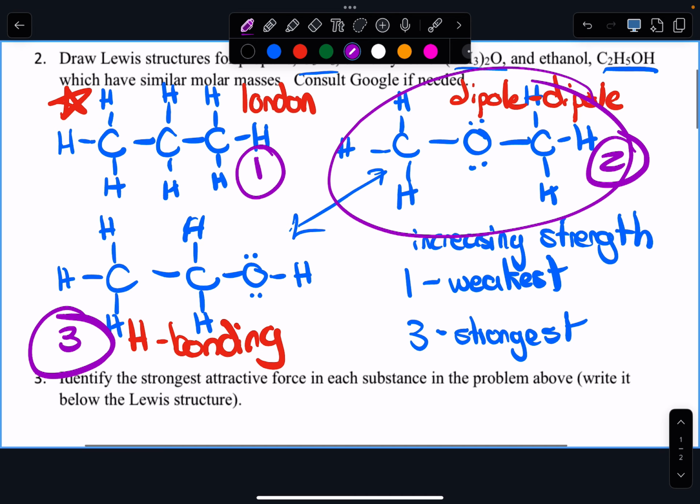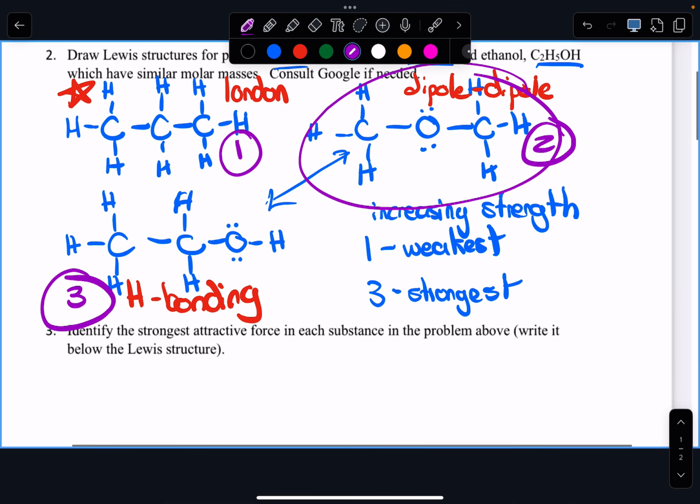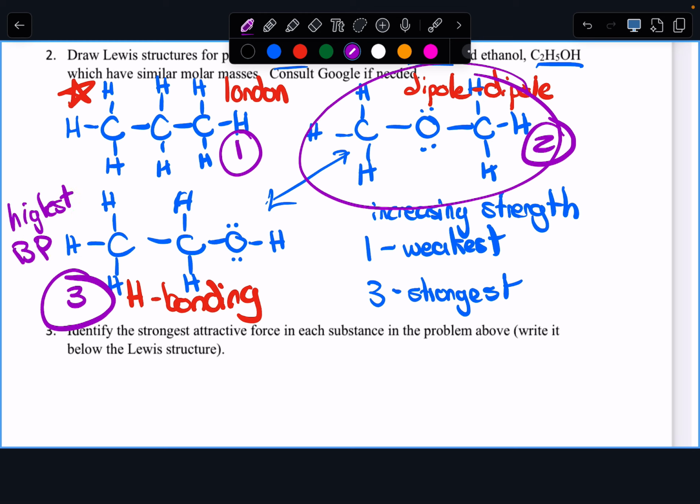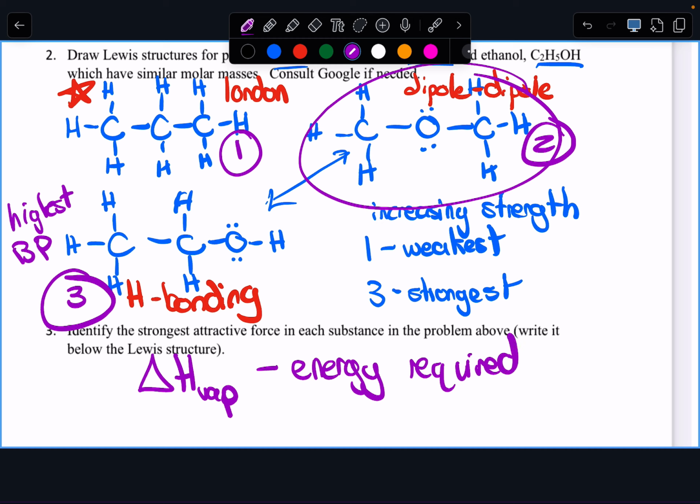Okay, so I'm gonna veer off. Now, I'll just tell you, you should know that this one should have the highest boiling point of the 3, and number 1 should be the lowest. What about if I asked about the delta H of vaporization? Okay, so this is the energy required to go from a liquid to a gas. So these are like actual values, joules of that energy transition.